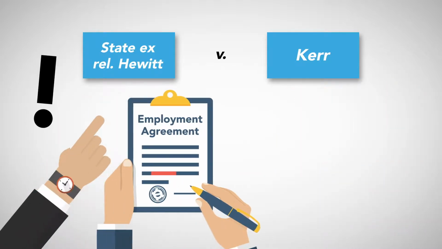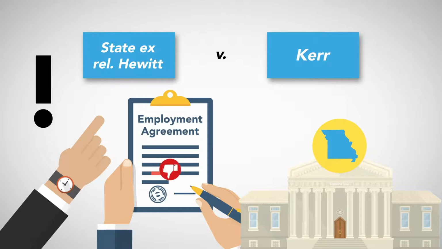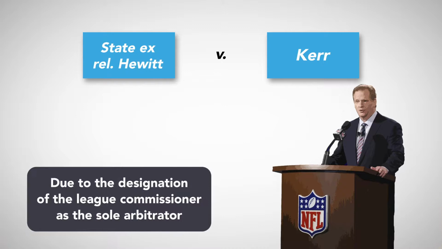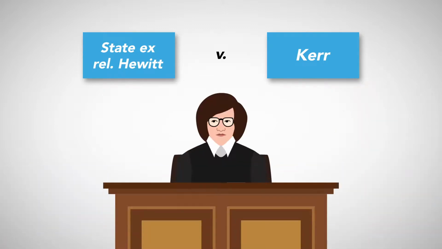The plaintiff appealed the court's decision requiring arbitration. The Missouri Supreme Court found that the NFL Arbitration Act was unenforceable due to the designation of the league commissioner as the sole arbiter. The court also ordered the trial court to appoint a neutral arbiter to decide the case.